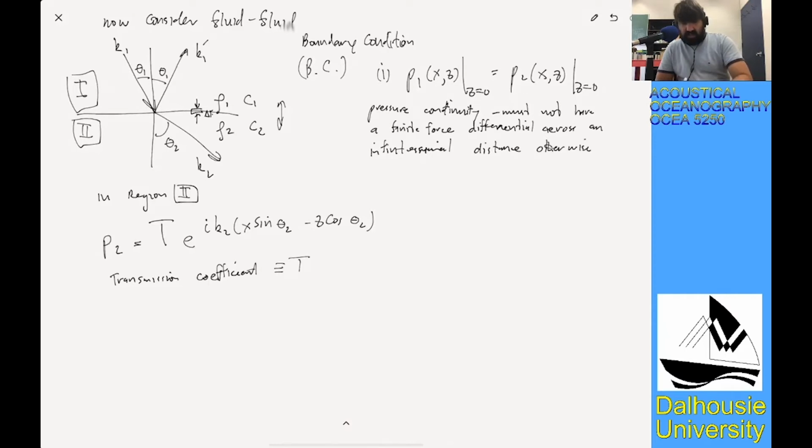And the reason is here, if we have a finite delta F, then we're going to have an infinite acceleration to make up for that. Okay, so that's your first boundary condition.